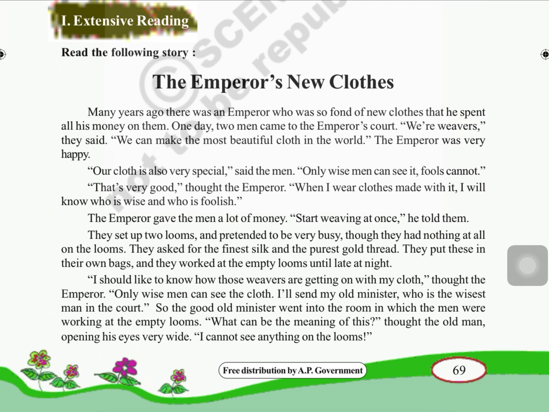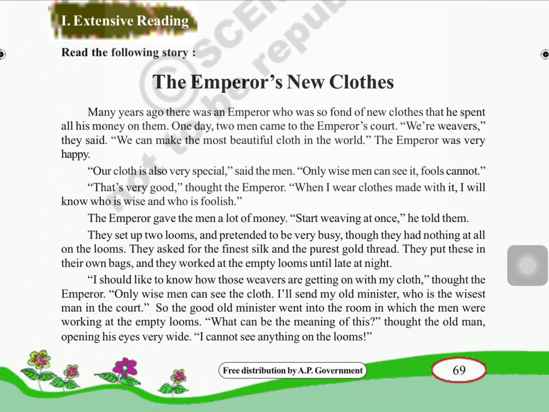Let us start our today's session, children. Now we are going through Unit 4, Reading C, Extensive Reading. Read the following story. The title of the story, The Emperor's New Clothes.